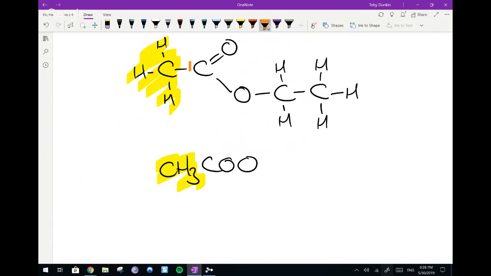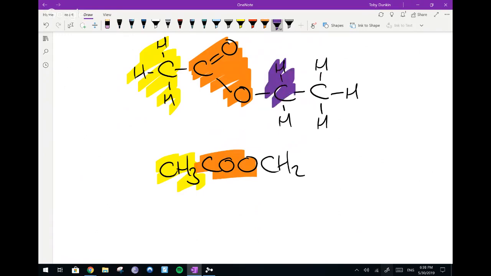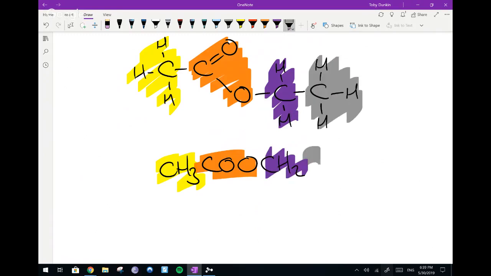COO. Oh, look, there's my COO. And then I join directly onto another C. So there's my COO, and CH2, which is here. And ending with my CH3 on the end. So really nice just to kind of walk you through in color code the turning of a displayed into structural.